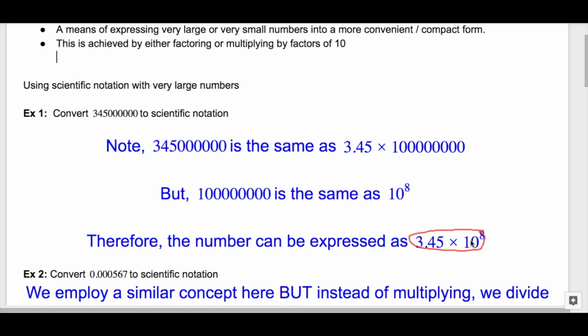Now, this looks more complicated than it actually is. There's actually an easier way to do this. We don't actually have to do this step here. We can skip that step. And all we have to do is move this decimal place by the following number of jumps. So we can jump like this: 1, 2, 3, 4, 5, 6, 7, 8. We did 8 jumps with the decimal, and therefore we can write it as 3.45 times 10 to the 8 like this, without having to go through these steps here.